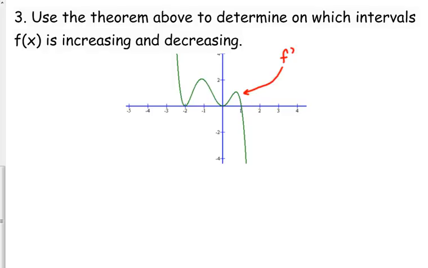So first of all, we need to identify our critical numbers. Our critical numbers in this case are where the derivative is equal to 0. So the derivative is equal to 0 at -2, 0, and 1.